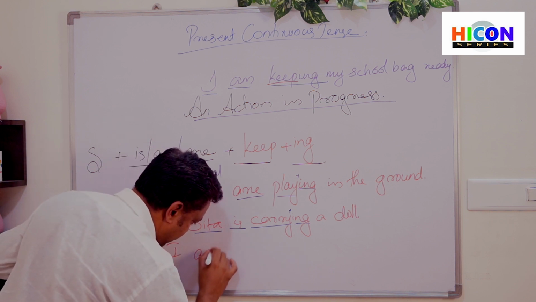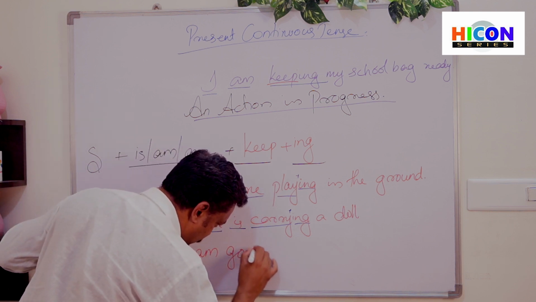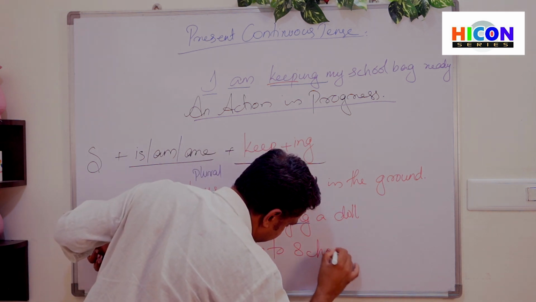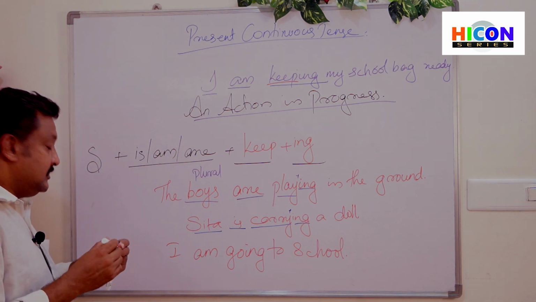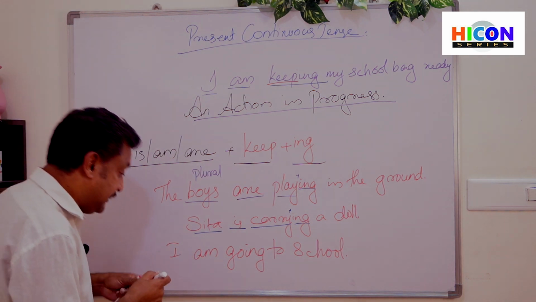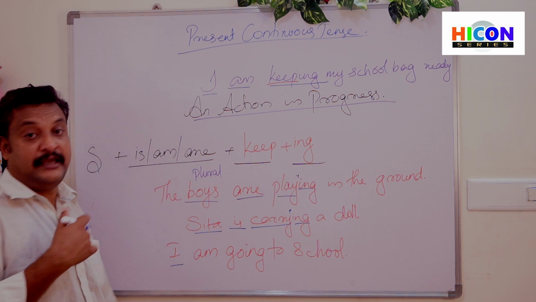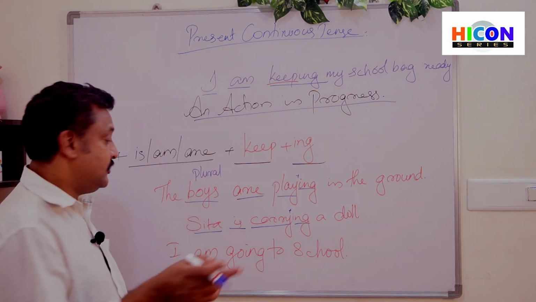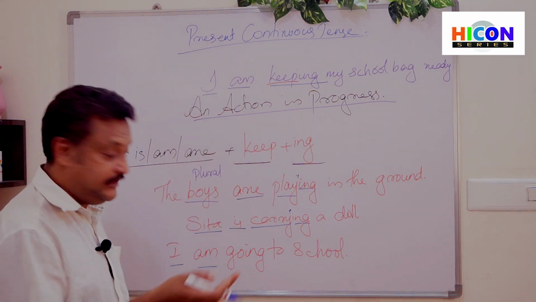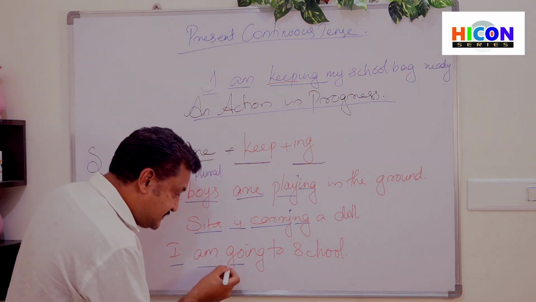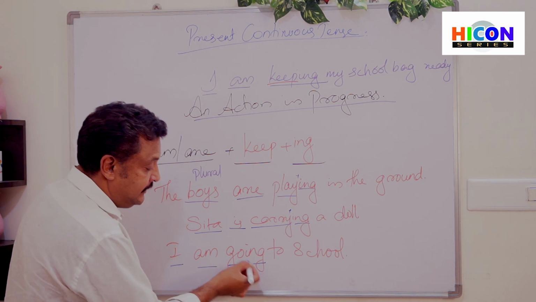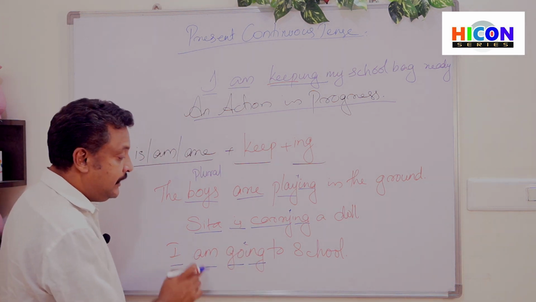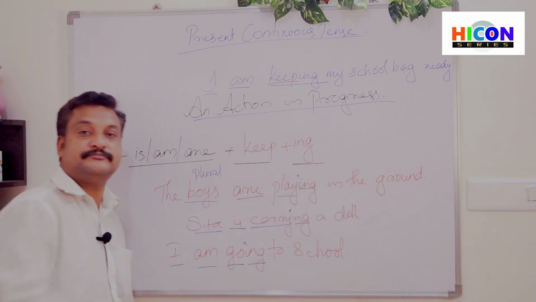Or I'll write another one. I am going to school. So here the subject that we used is I. Whenever we use I as a subject, it should be am. We cannot write is or are there. We have to write am. Go is the verb to which we added ing, so it becomes going. So I am going to school.